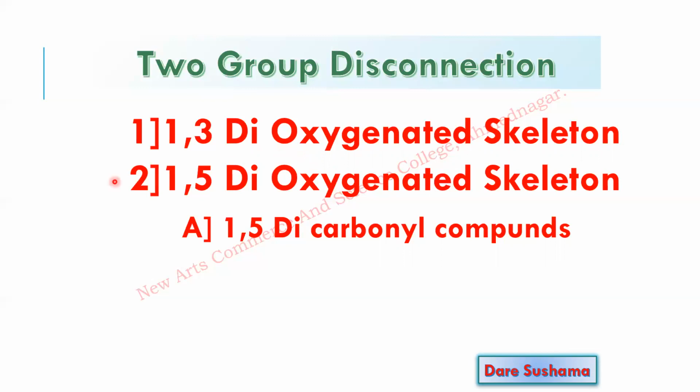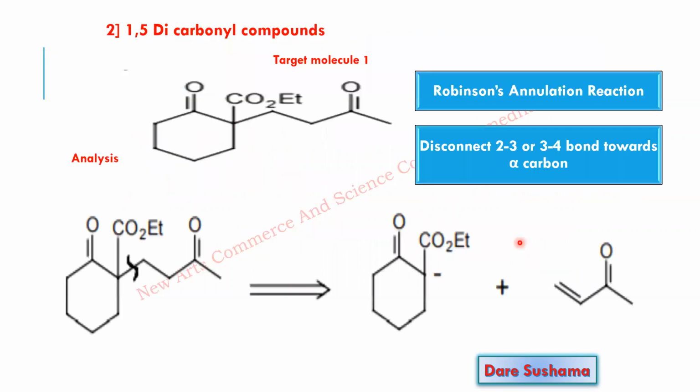Now in this video, the second point, we are going to talk about the 1,5-dioxygenated skeleton. Under this heading, the only point that we have to cover is the 1,5-dicarbonyl compound. Now, this is first of all an example of a 1,5-dicarbonyl compound.